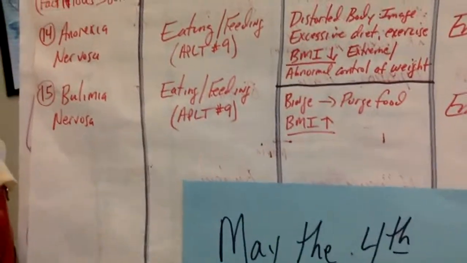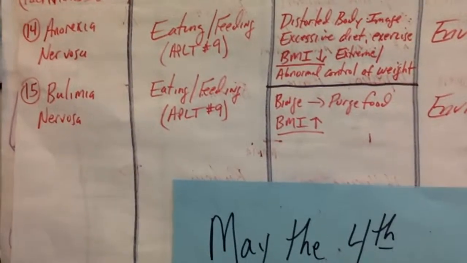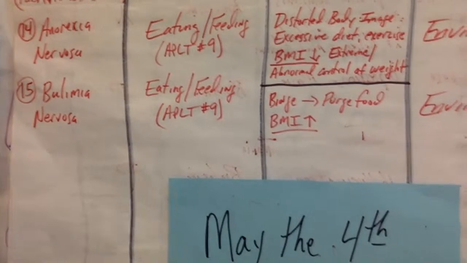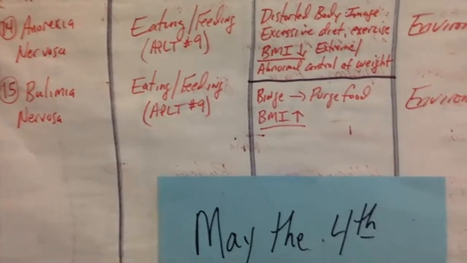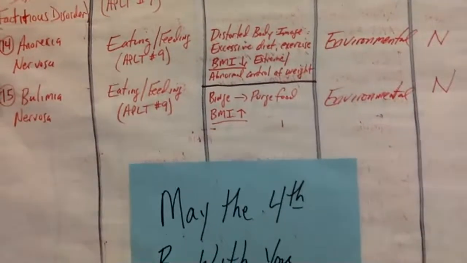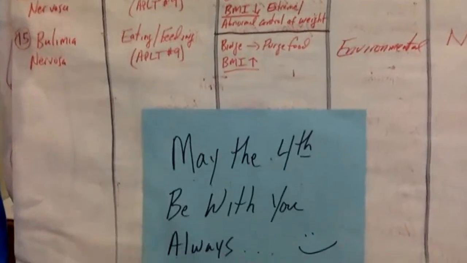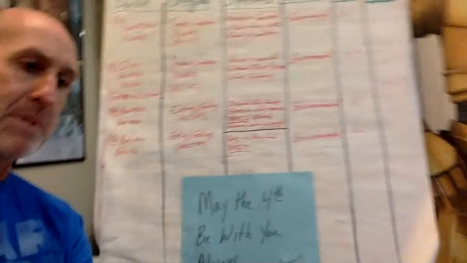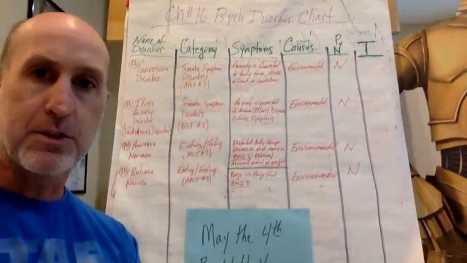Okay. So let me get bulimia. Make sure you have the nervosa. Okay. Eating and feeding disorders. Binge, purging. And then again, they have the average or above average BMI. It is environmental, and they are neurotic. Okay. And then don't forget, may the force be with you. Okay. All right. So those are our eating disorders.